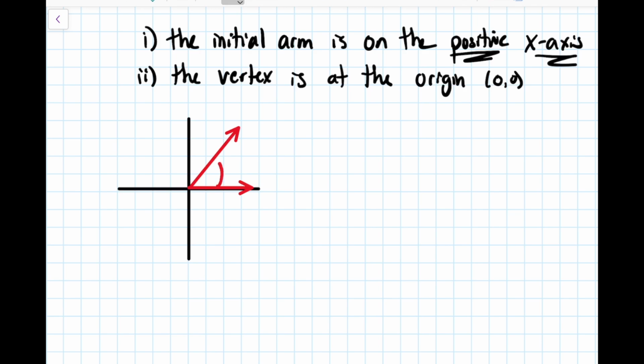I'm going to have that arrow that shows my direction. And sometimes we'll say what the angle is, whether it's a theta or an actual size, something like that in there. So this, again, is my terminal arm. This is my initial arm. And this is my vertex.